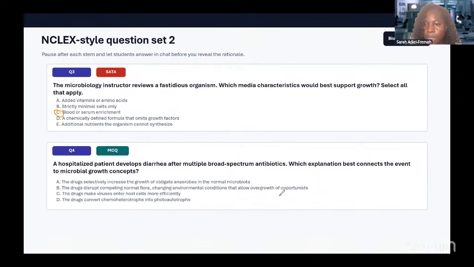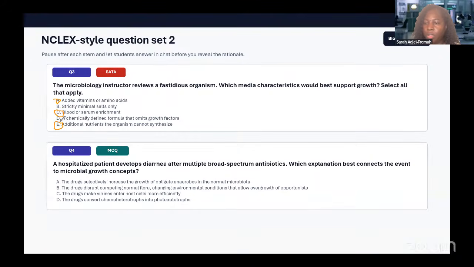So C is one. Let's look at the other, A. So someone says A, C. Yes, so you need to add vitamins and amino acids. You also need blood serum. There's one more that is needed, which is part of the options in there. One more category that is needed. So let's see if someone would be able to help us with that. E, yes. So they would also need additional nutrients that they cannot synthesize.